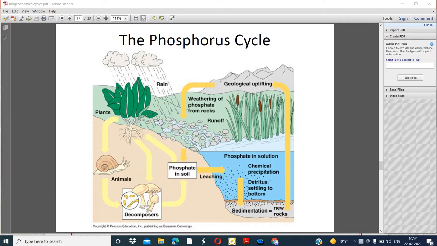Dear students, today's topic is the phosphorus cycle. The phosphorus cycle is a type of biogeochemical cycle. So today we are going to learn how phosphorus cycling is done. Although phosphorus cycling is a slow process, we are going to learn about the different processes involved in the cycling of phosphorus.